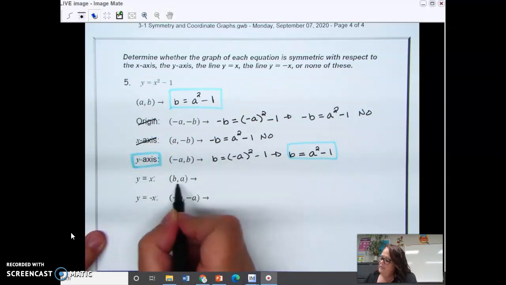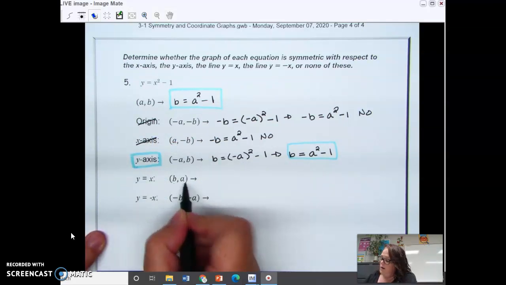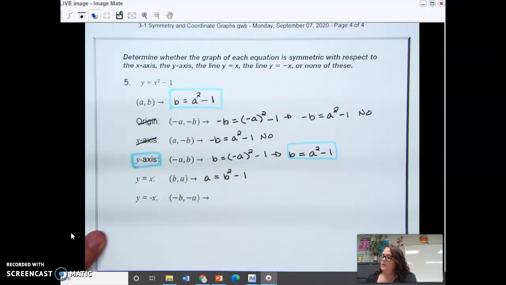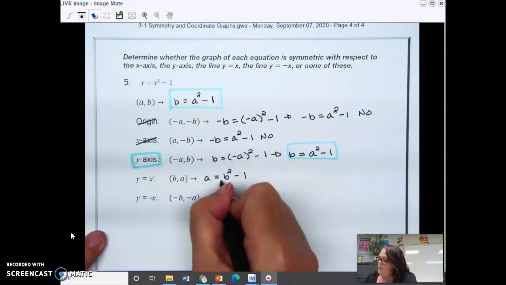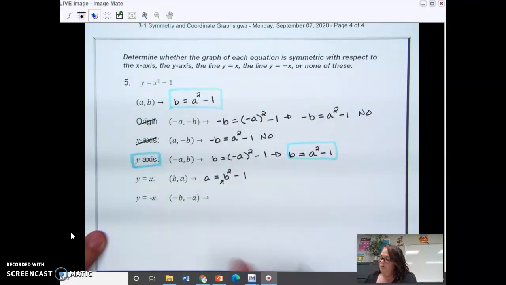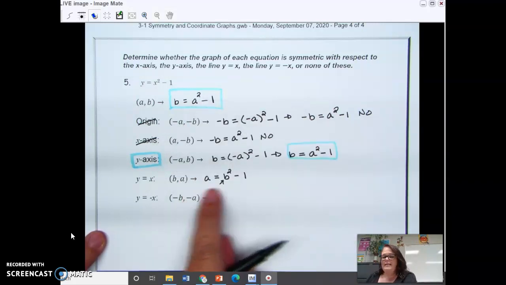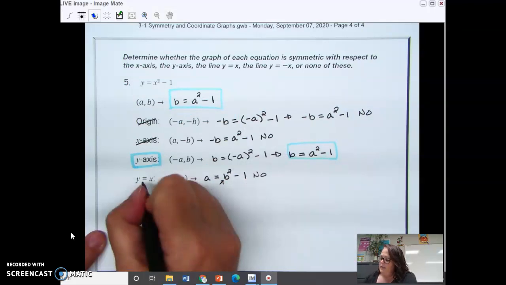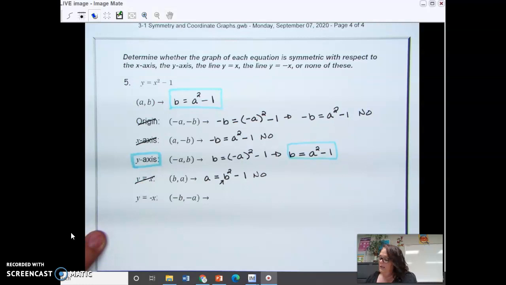Substituting this one, we're going to substitute b for x and a for y. So that means a is equal to b squared minus 1. Now, even if I tried to manipulate the negatives and all that stuff, do you notice that my b is squared here? And it's a that is squared in my original. And so there's no way to get that to change places. So this one is going to be a no. And it's not symmetric with respect to that line.